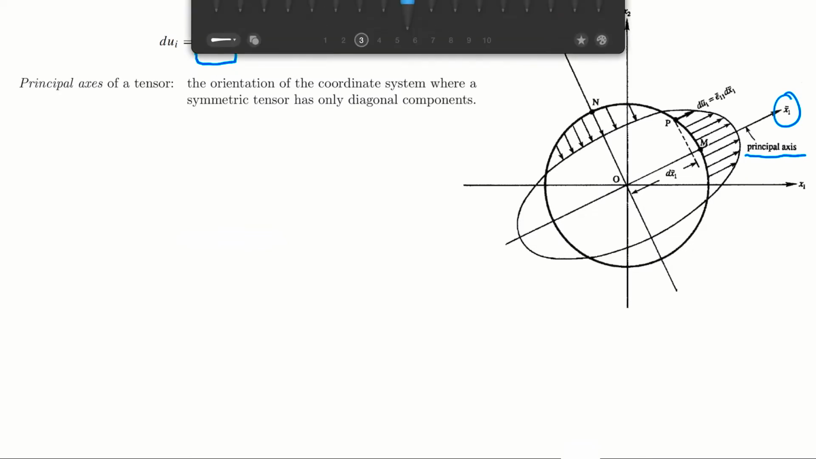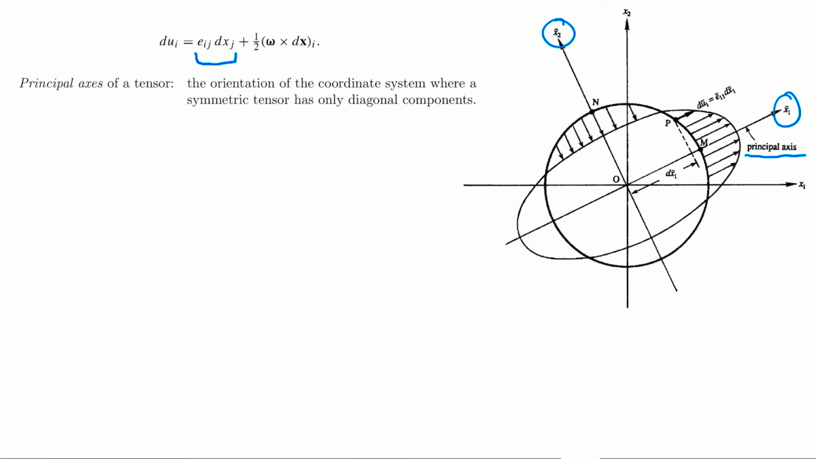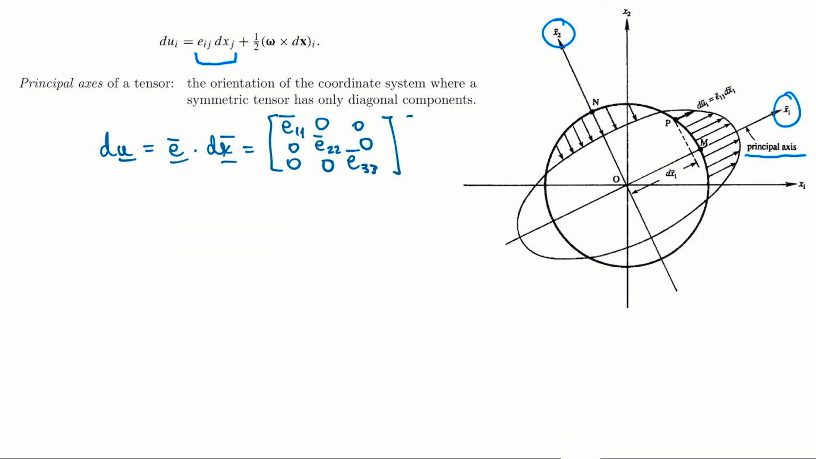So we can write this first term in this equation like this. So we have E11, E22, and E33 with the bar over them. Those are the diagonal components in the principal coordinate system, and those are called the eigenvalues of E. Writing out explicitly the 3 components would look like this.